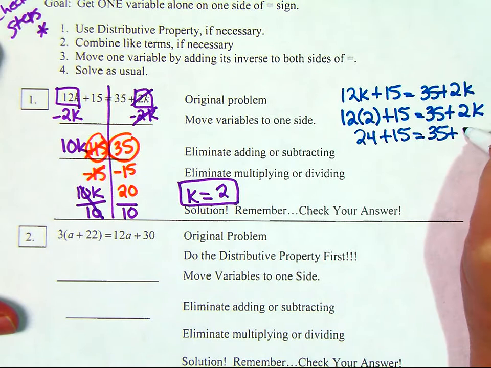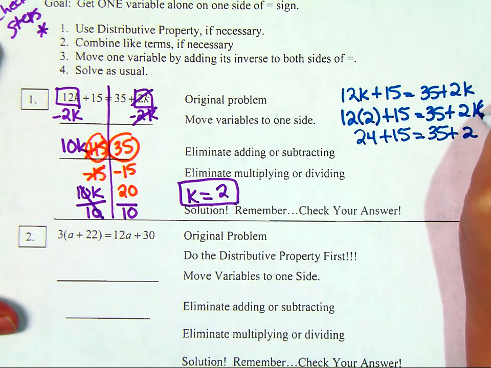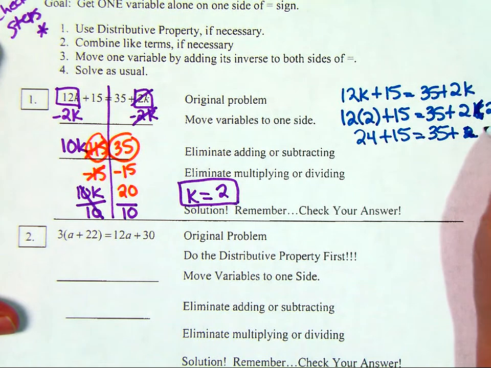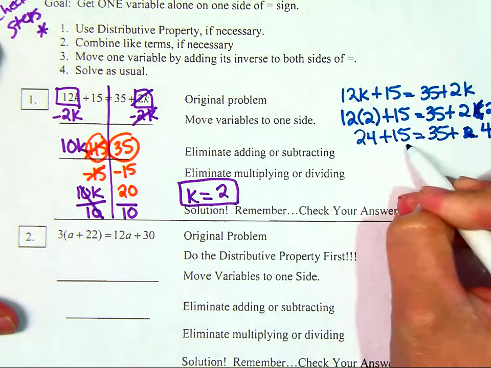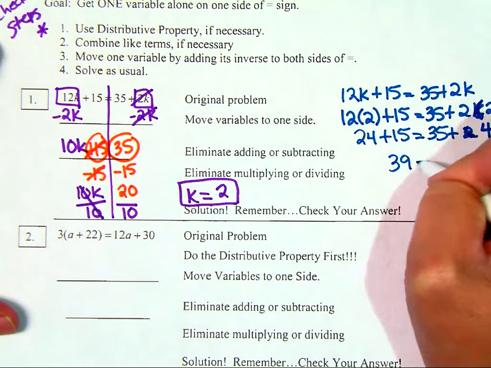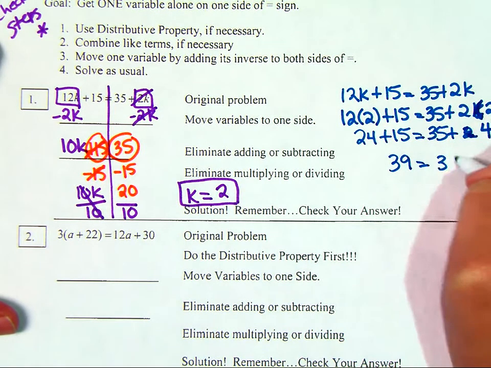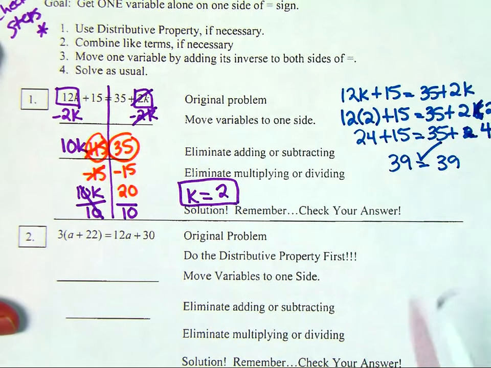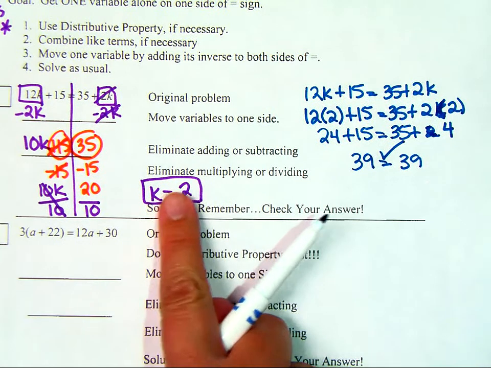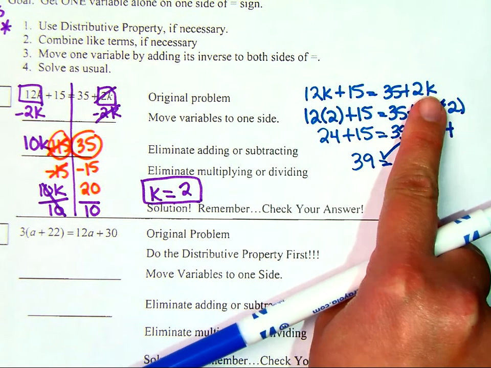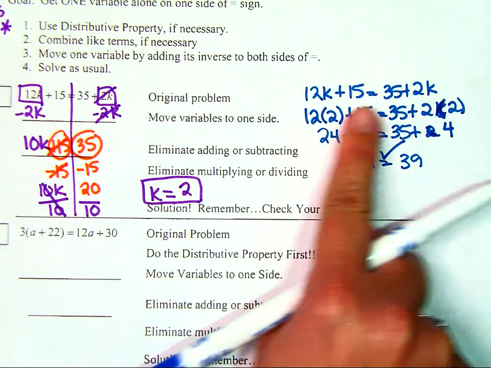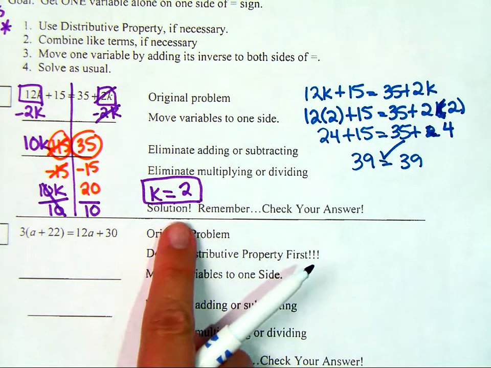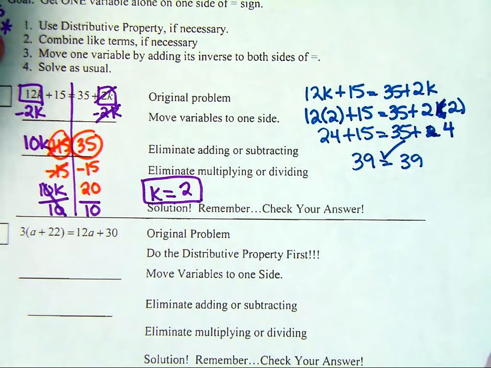And 2, I forgot to plug that in. 2 times 2 is 4. So 24 plus 15 is 39. 35 plus 4 is 39, so it checks out. That means the one and only one value we could substitute for k to make this equation balance on both sides is that value of 2. Okay, let's keep trying some more.